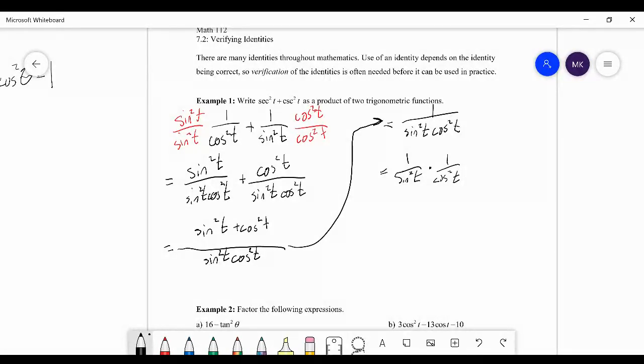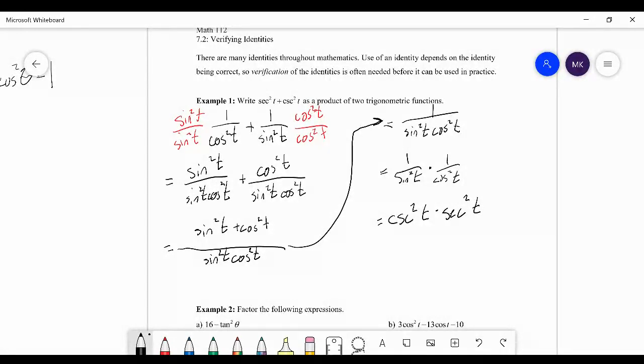Sine squared t times cosine squared t is sine squared times cosine squared t. So the reason why that's nice is we're almost done. We're not quite done, right? Because we want to write this as the product of two trigonometric functions, not two fractions involving trigonometric functions. But what is 1 over sine squared t equal to? That is just cosecant squared t. And 1 over cosine squared t is just secant squared t. So we have now written this as the product of two trigonometric functions.